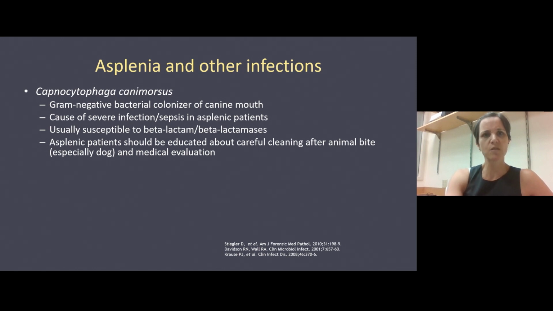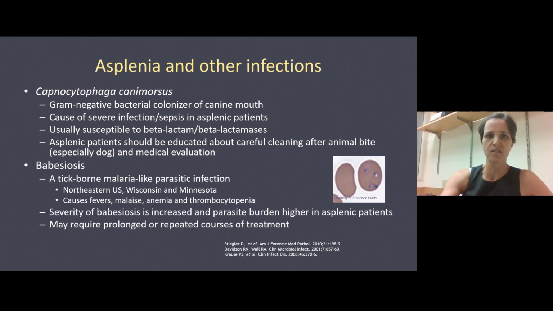So 2 other pathogens we worry about in asplenic patients. One is Capnocytophaga canimorsus, which colonizes dog mouths. It can cause sepsis and an infection that looks like meningococcus. It's usually susceptible to beta-lactam/beta-lactamase inhibitors, so things like ampicillin-sulbactam. And asplenic patients just need to be educated about this. They need to carefully clean animal bites, and they should call if they get an animal bite, because typically people would give a short course of something like amoxicillin-clavulanate to prevent an infection from this pathogen.